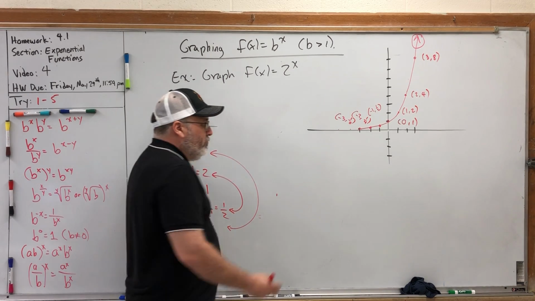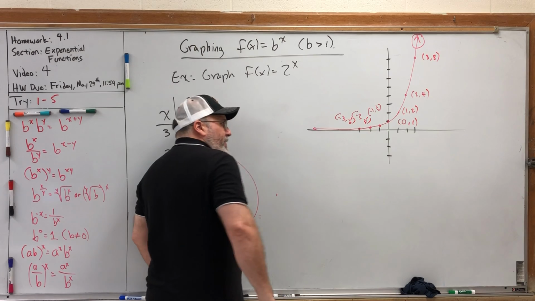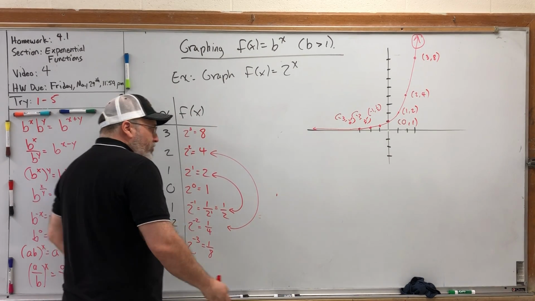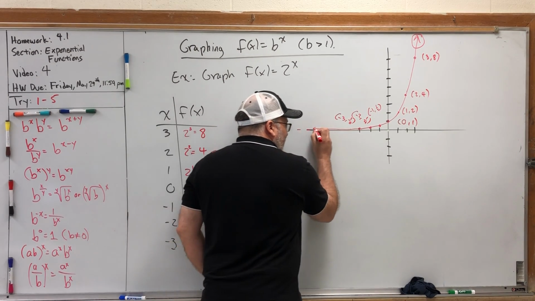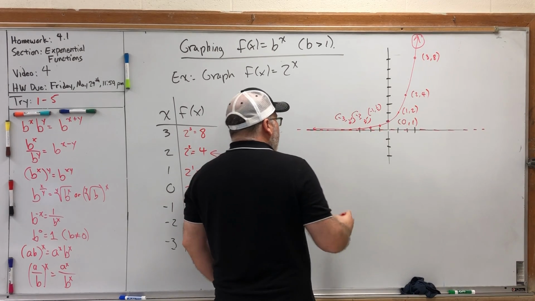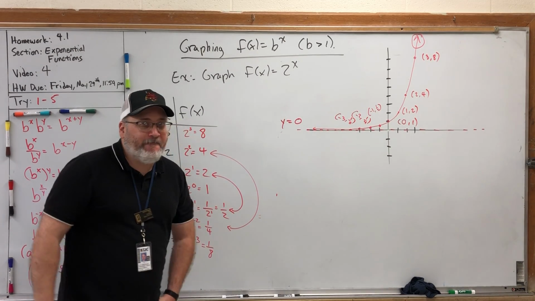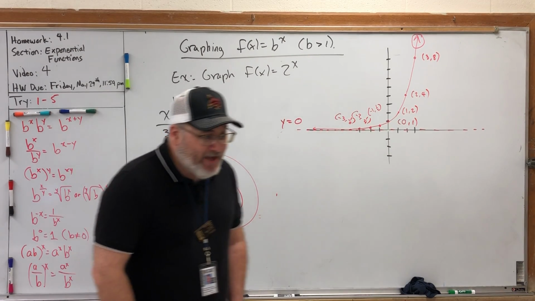Oh, wait a second. We've seen this before. What do you call a line that a graph gets closer to but never touches? That's an asymptote. So it looks like we have a horizontal asymptote at y = 0, but only on the left half. So I guess it's a half asymptote.